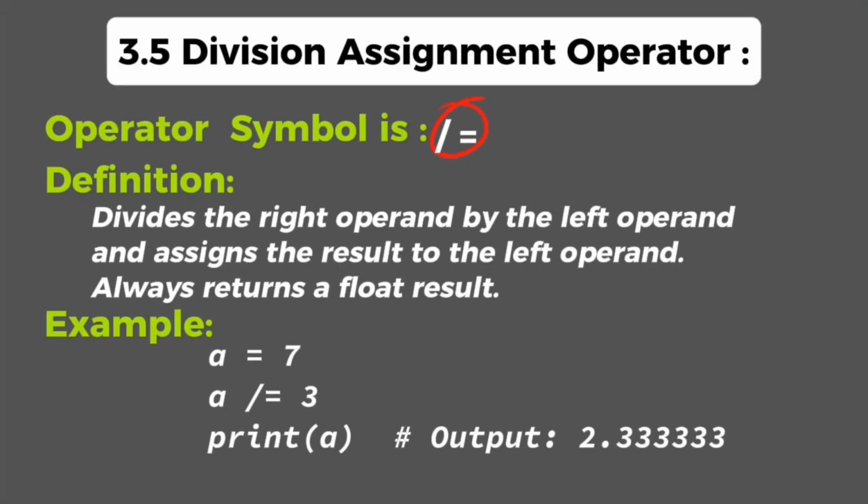Use divide equals when you need to divide and store the result back in the same variable. Remember, the result will always be a float. This Python code demonstrates the use of the division assignment operator. The variable a is assigned the value 7. The operation a divide equals 3 divides a by 3 and assigns the result back to a. The print a statement outputs the result, which is approximately 2.333333. This is the output when Python runs this code.